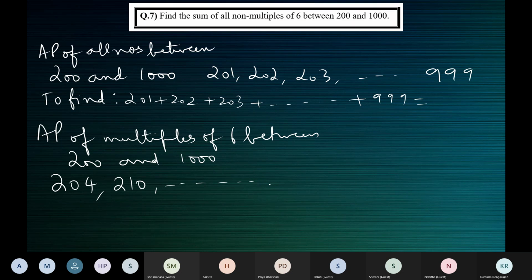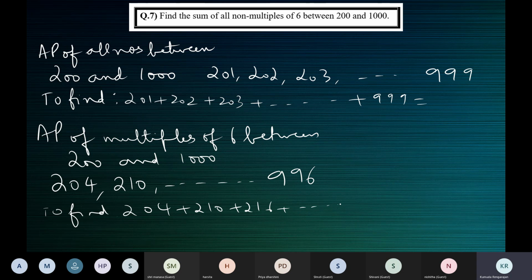Okay, the last number? 996, ma'am. Perfect. Both of you, Harshita and Priyadarshini, perfect. 996. Next, what should you find? So you must find 204 plus 210 plus 216, so on till 996.